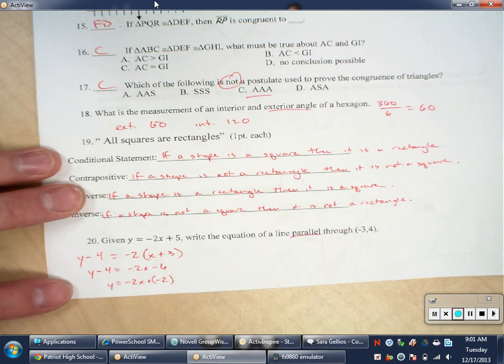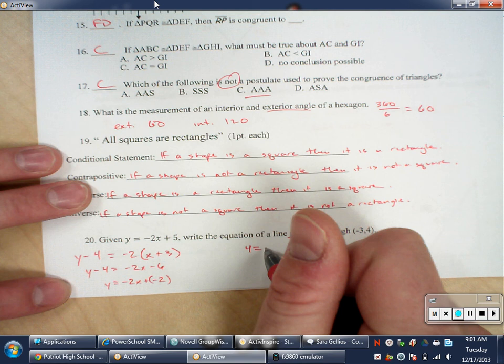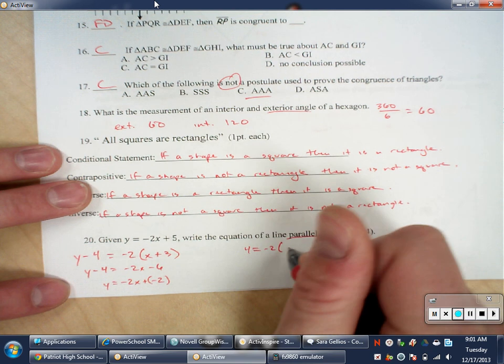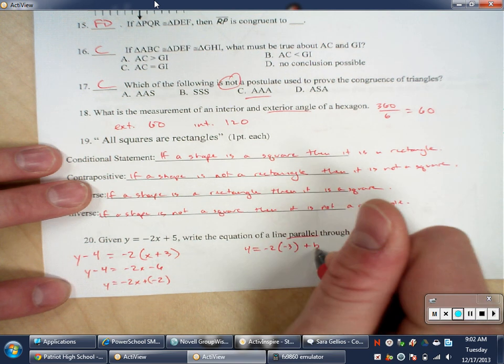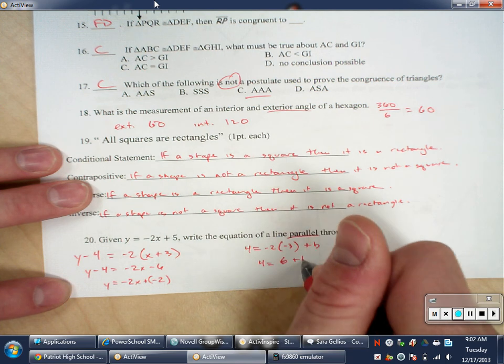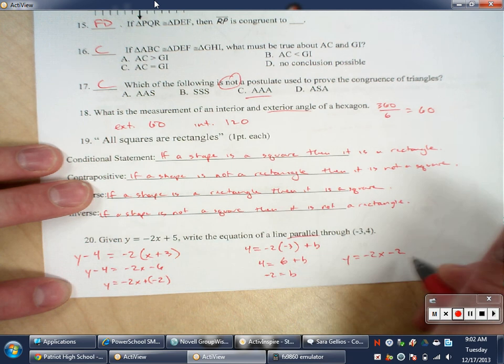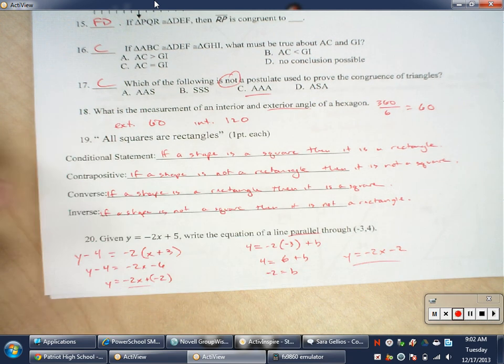Okay. If you prefer y equals mx plus b, then here's y equals m times the x plus b. 4 equals 6 plus b, negative 2 equals b, and then rewrite. Same answer either way. Congratulations, you finished the review.